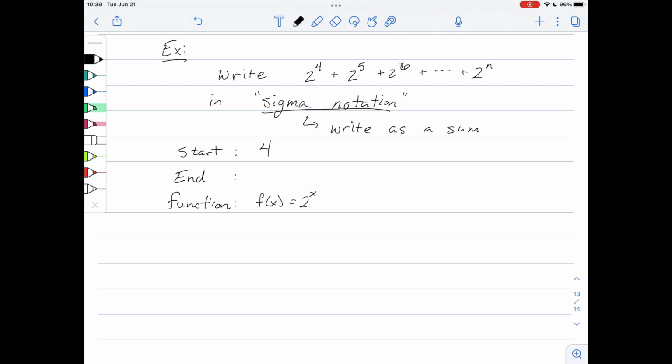Now with that in mind, we notice that we're starting at 4 and we're ending at n. And now we have everything we need to write our sum, which is going to be from 4 to n of 2 to the I.